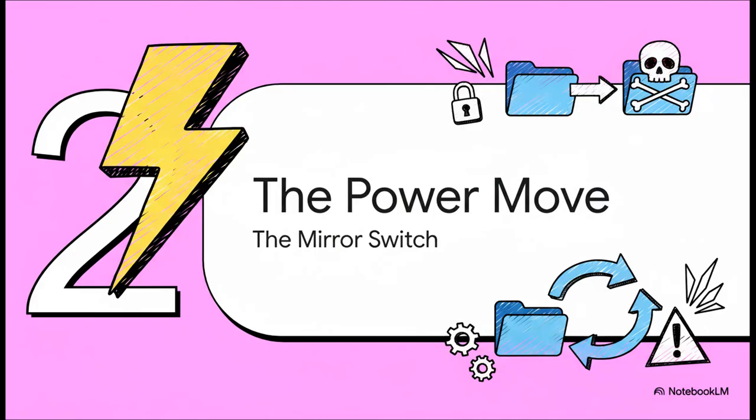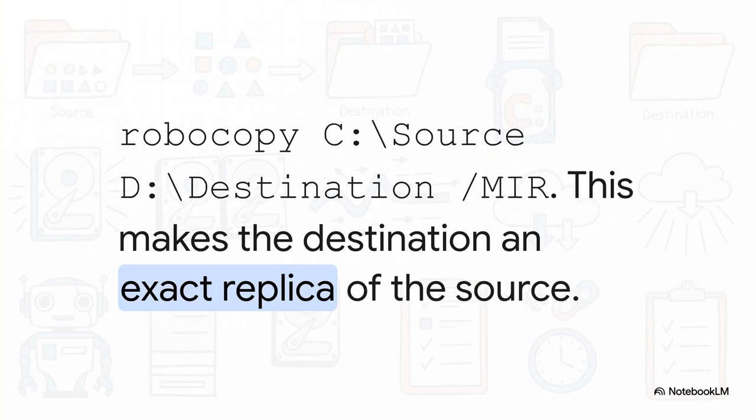All right, now it's time for the power move. This next switch is without a doubt the most powerful and, if you're not careful, the most dangerous option in the entire Robocopy toolkit. I'm talking about the mirror switch. The command itself looks so simple, just Robocopy C:\source D:\destination /mir. That /mir switch tells Robocopy one thing: make the destination look exactly like the source, a perfect replica.